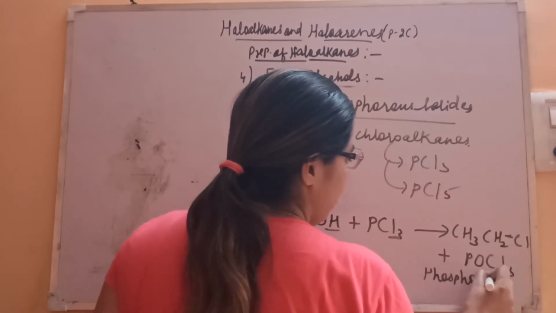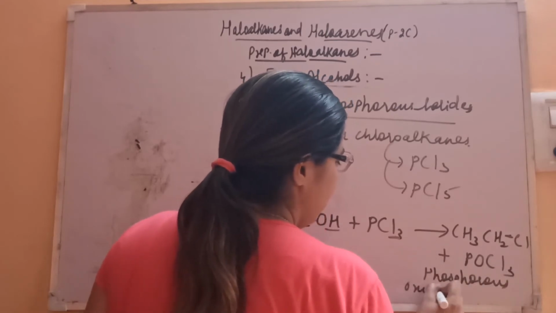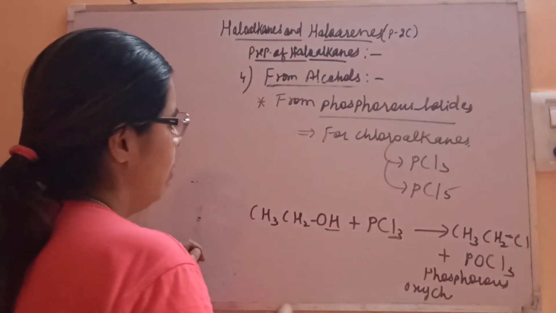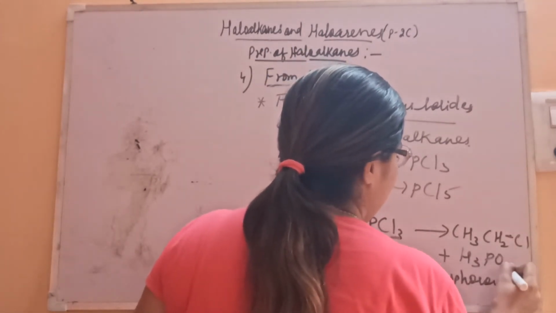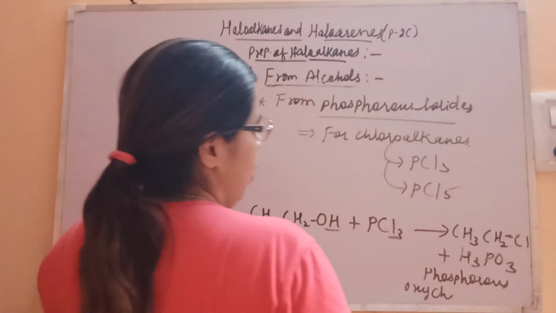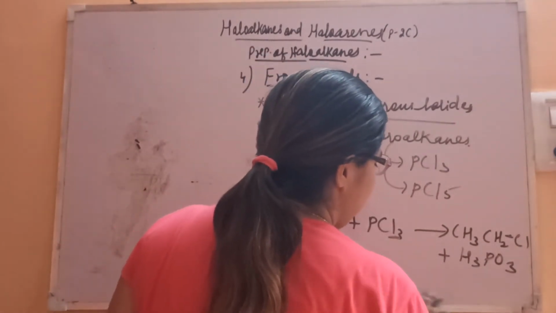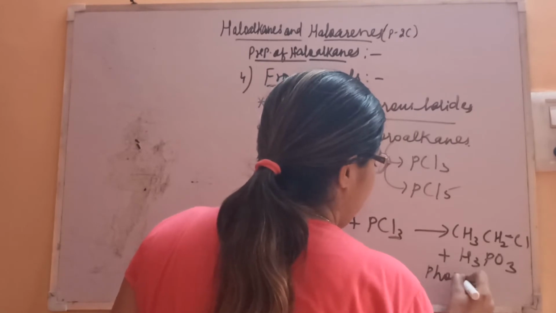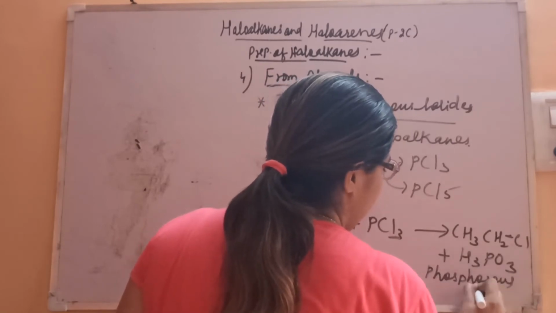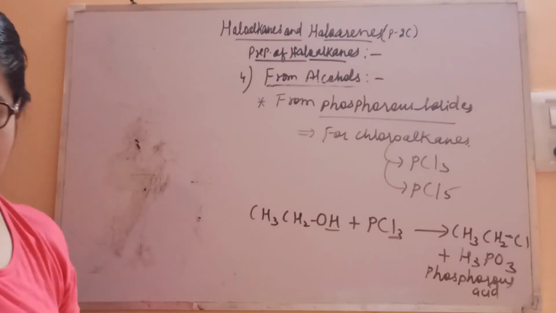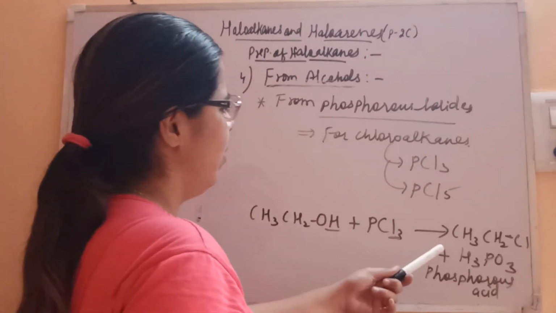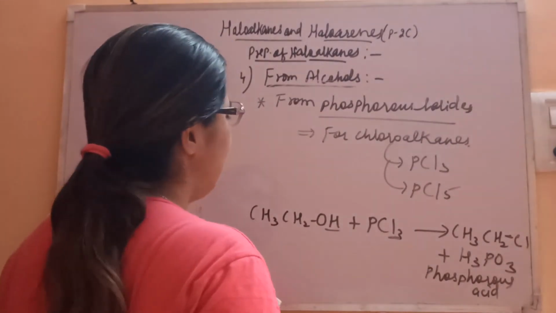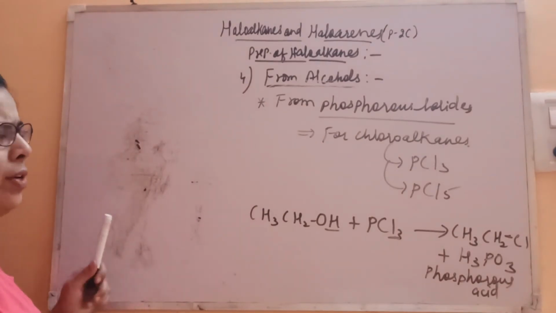And you will get phosphorus acid here as the side product. This is phosphorus acid, not phosphoric. Okay, so this you will get. You can balance it because we are using the inorganic reagent. As such, if you do not balance, it doesn't matter. Organic reactions don't need to be balanced.